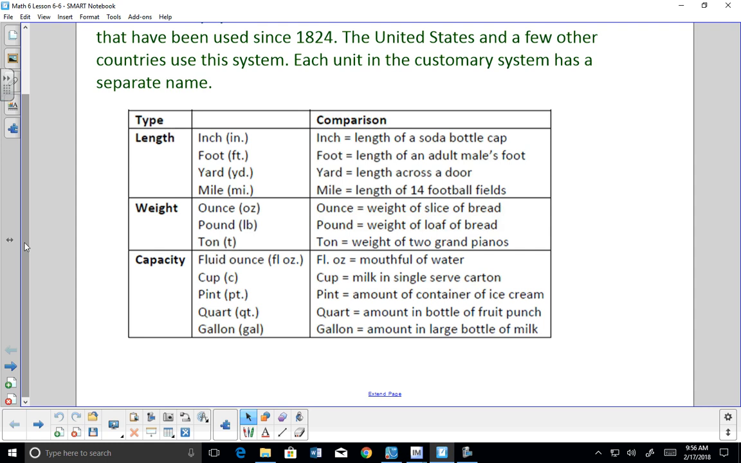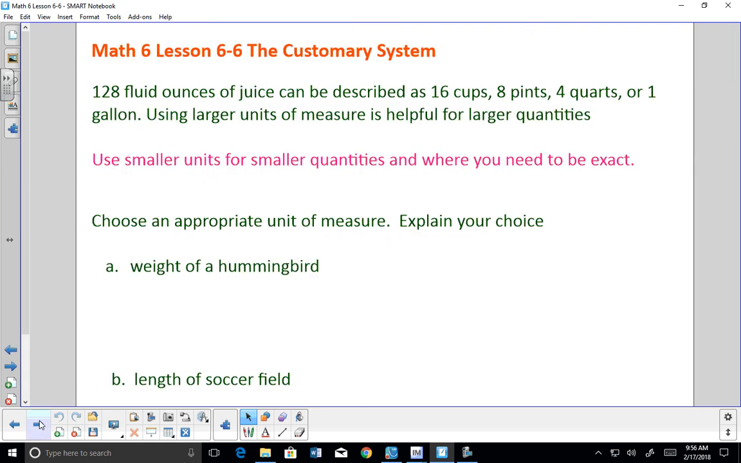All right, let's take a look at some things. If I had 128 fluid ounces of juice, that could be described as I have 16 cups of juice, or I have 8 pints of juice, or I have 4 quarts of juice, or I have 1 gallon of juice. Using the larger unit of measure is more helpful.